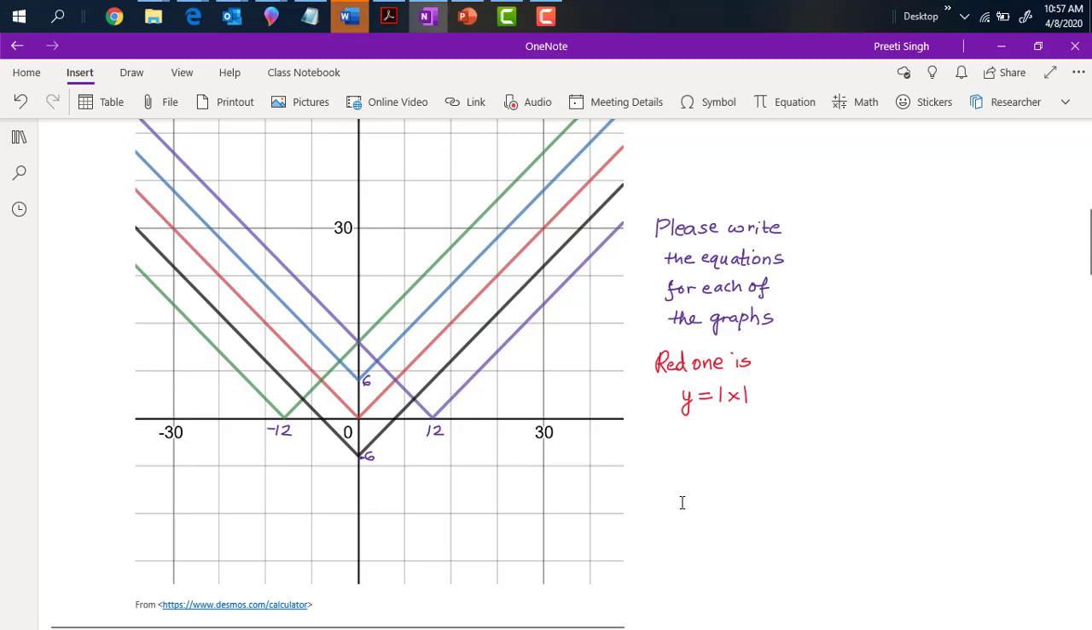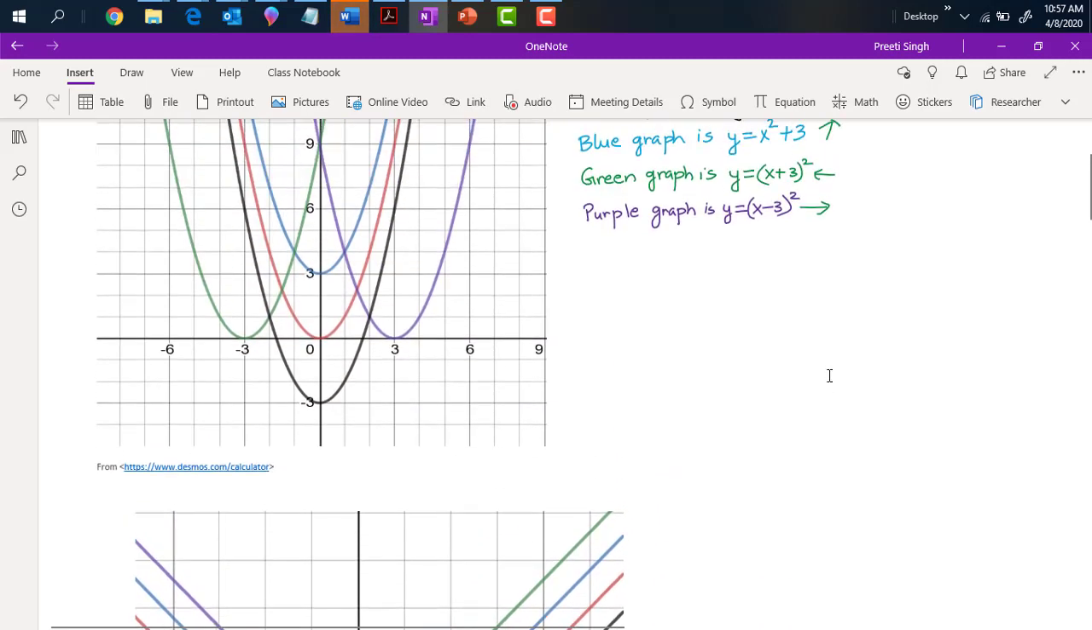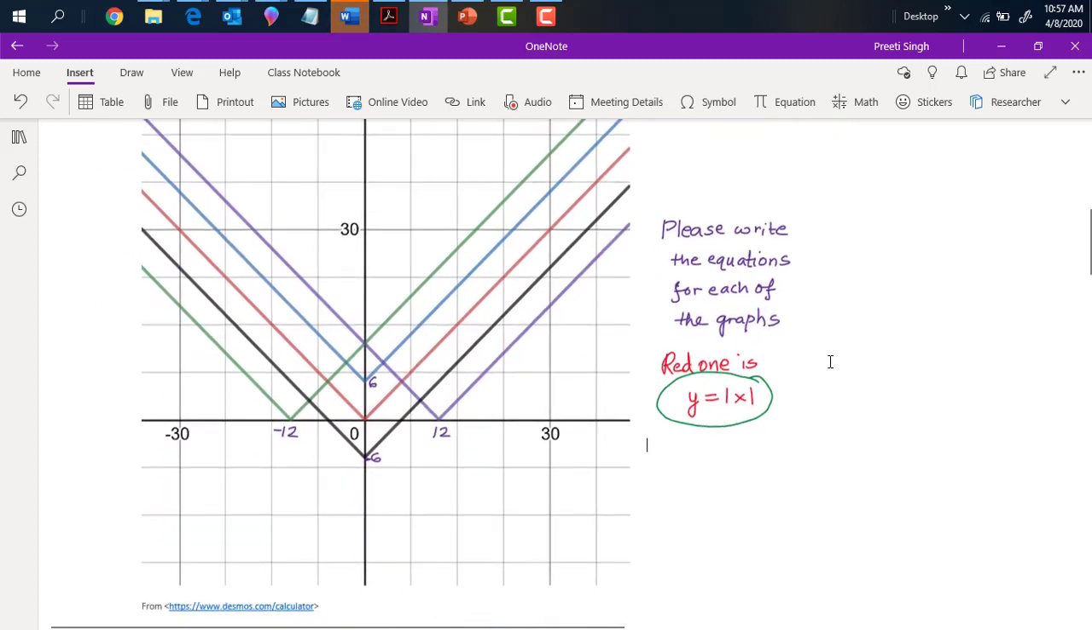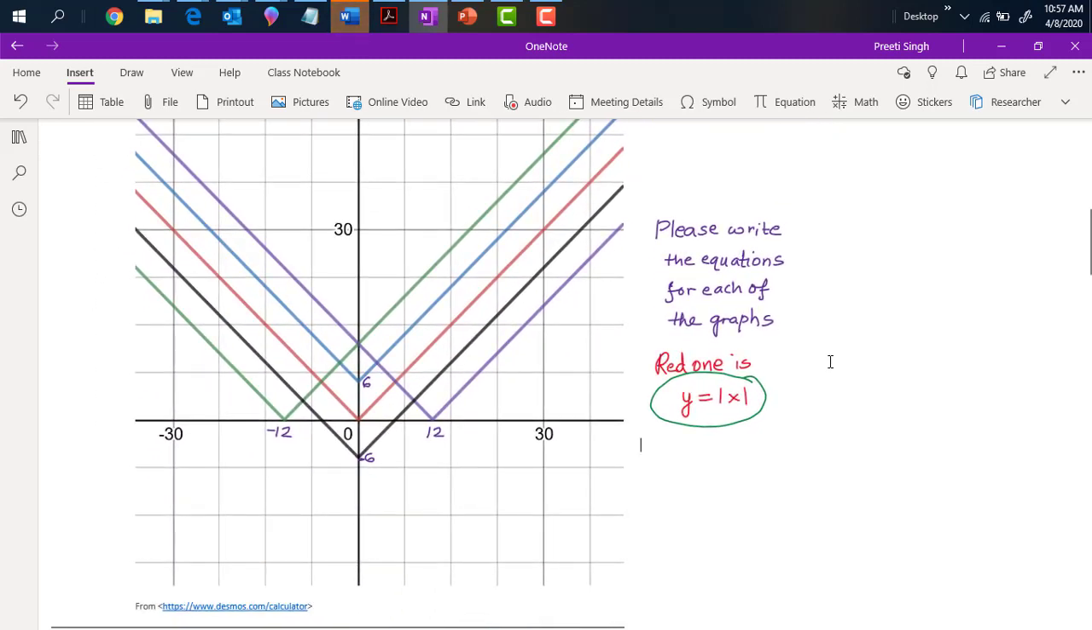The absolute value function, the parent function, is your red graph, which is y equals absolute value of x. That's how we denote it, y equals two bars and x. It always stays positive. One other thing I wanted to note in the above graphs is domain and range, but let's look at this example first.